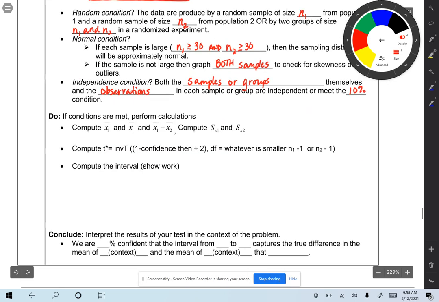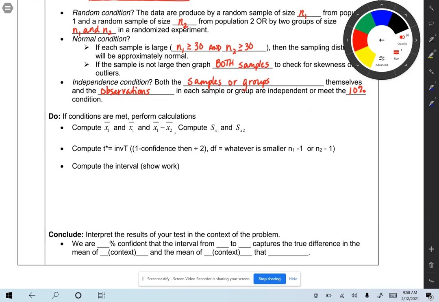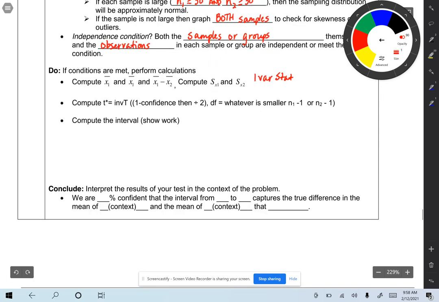If conditions are met, perform calculations. We are going to compute the sample mean of the first sample and the sample mean of the second sample, and then their difference. You would compute the standard deviation of the first sample and the second one. Remember, you're going to use your one-variable statistics unless they're given to you. Then compute t star using the inverse t, and then compute the interval. Your formula for your interval is the difference in the sample means.